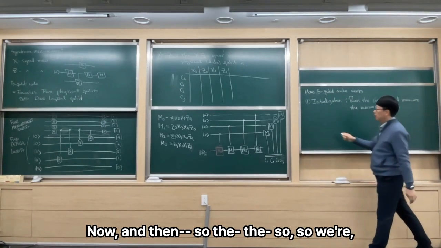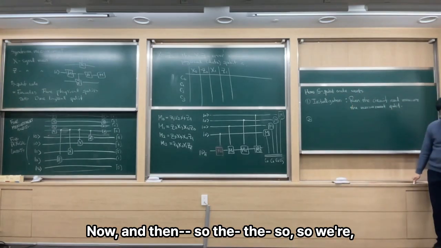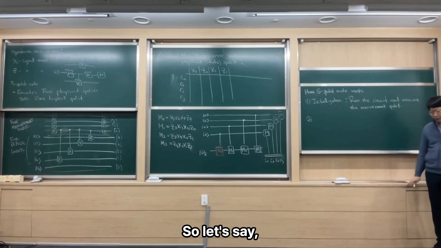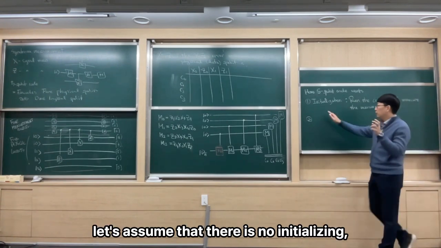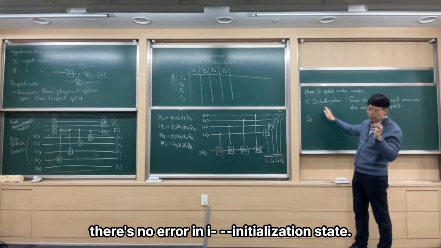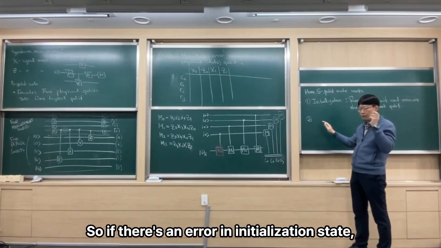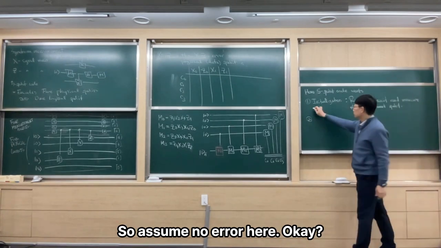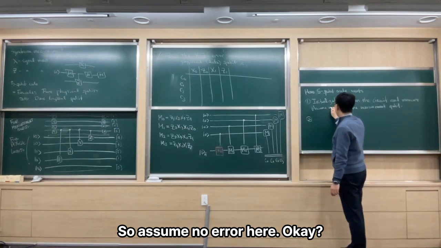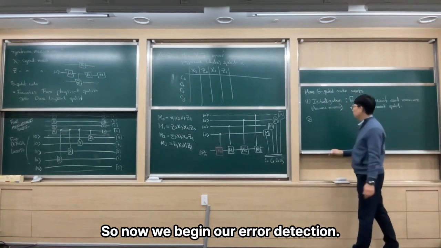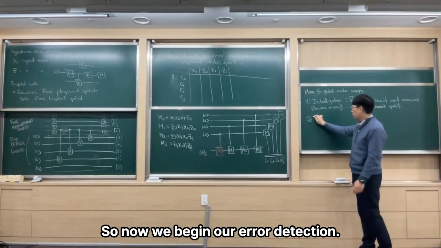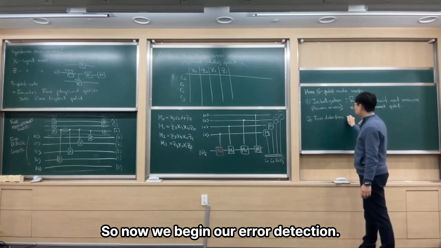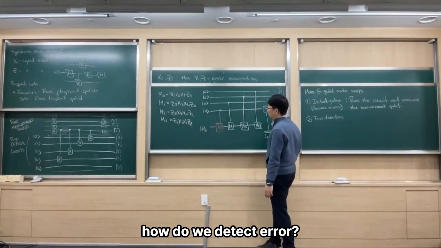We're learning the code itself, so let's assume that there's no error in the initialization state. If there's an error in the initialization state, it gets really complicated. So assume no error here. Okay, so now we begin our error detection. How do we detect an error?